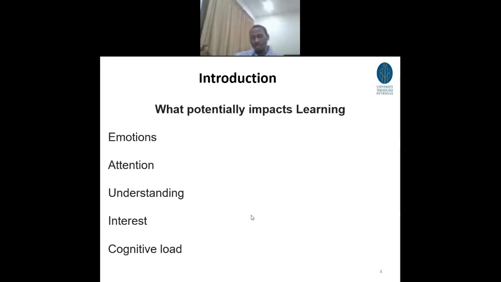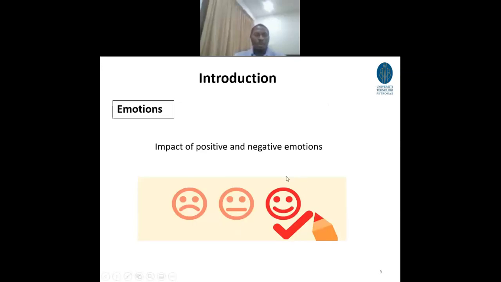Okay, which is clear. That's great. Now let's just look at some of these tools. For example, emotions. What is the impact of positive and negative emotions on learning? So there are different results, different publications in this area, especially from people in psychology.